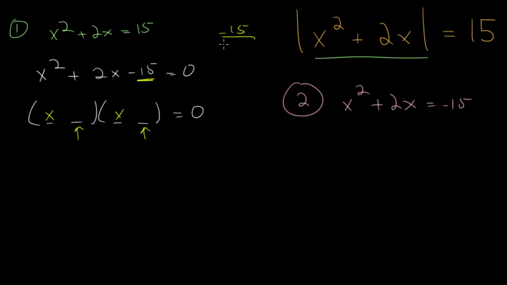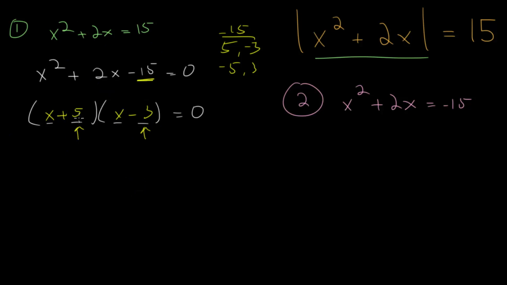So -15 could be 5 and -3, or -5 and 3, though at this point, we actually already have the values we need. 5 and -3 would add to +2. So this would be +5 and -3. And of course, you can check this by just redistributing and making sure that you get back the original quadratic.